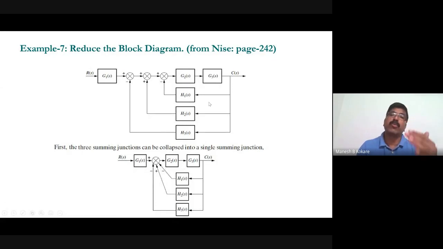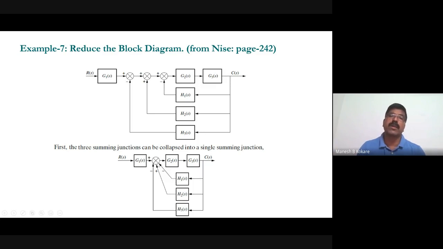Instead of going with this usual method, you can also solve this problem by reducing this parallel into a single block. See that this block is connected in parallel with this block. H1, H2, H3 are connected in parallel, right? So we can just add these into a single block. So you can reduce the number of combinations.